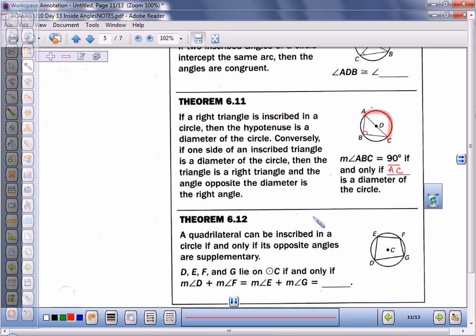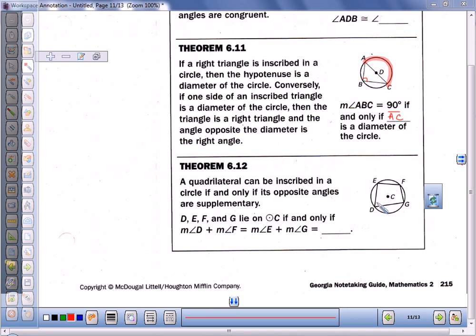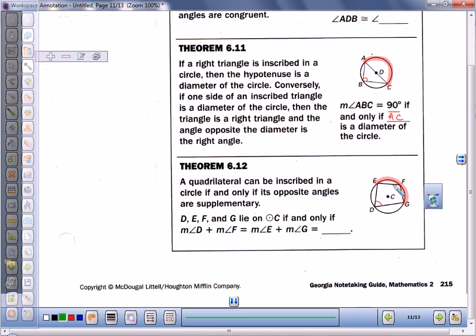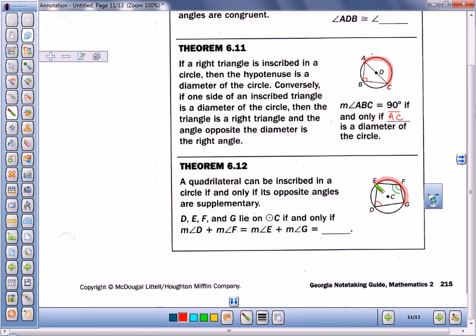Okay, now the last one's talking about a quadrilateral inscribed in a circle. And we're looking at opposite angles here. So here's angle D, and the intercepted arc for angle D would be here. Does that make sense? And since we're talking about opposite angles, now I'm going to look at angle F here. And its intercepted arc would be from here to there. Does that make sense?